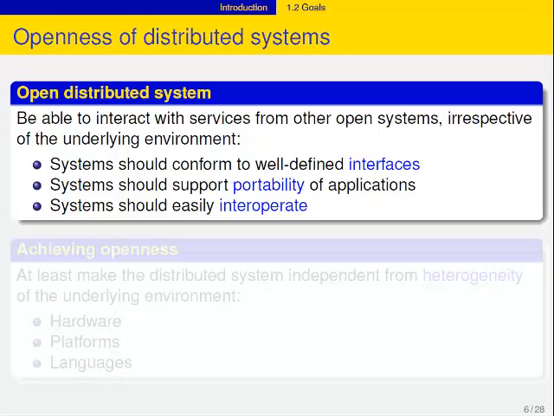Systems should support portability of applications. Very good. And systems should easily interoperate. Very good. And what happens in practice is they do have well-defined interfaces, millions of them. Portability is pretty good, actually. I think we've managed to handle that.